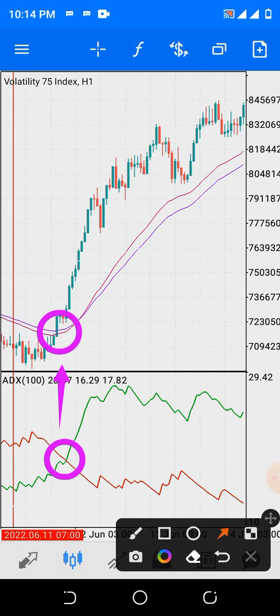Now you can see that this is an uptrend, and the ADX, the one in green color, that is plus DI, is above, showing an upward trend. So you take a buy. Whenever you see a simultaneous crossing between the ADX and the candlestick crossing the moving average, this is a high signal for you to jump in. Now let's proceed.